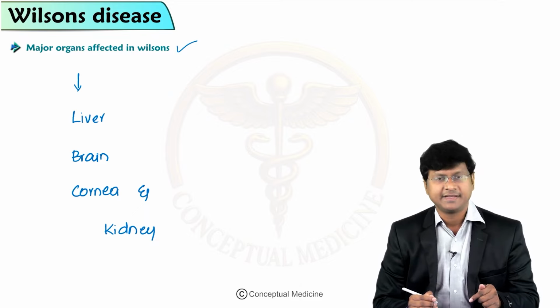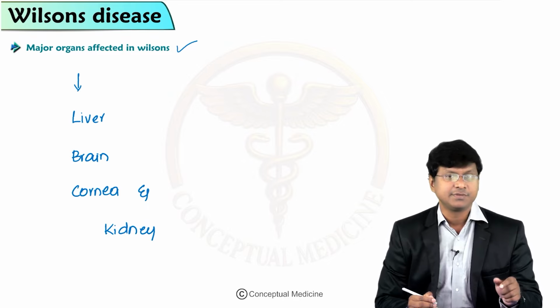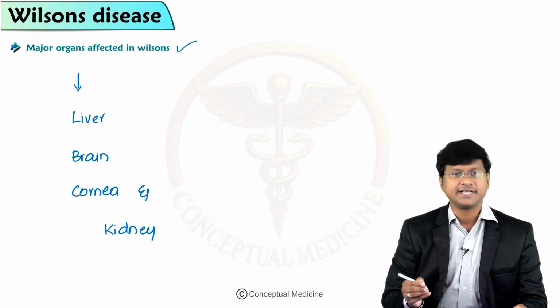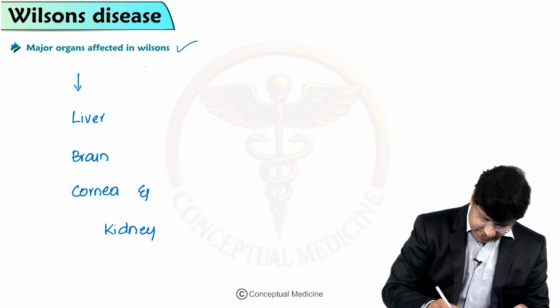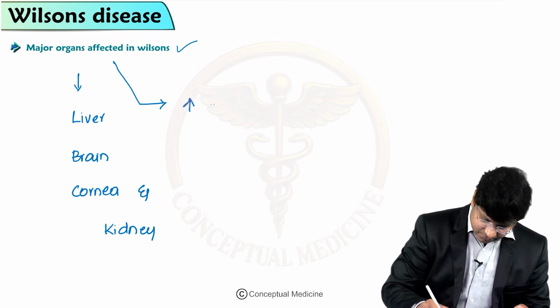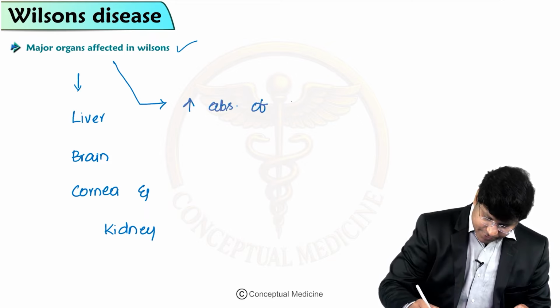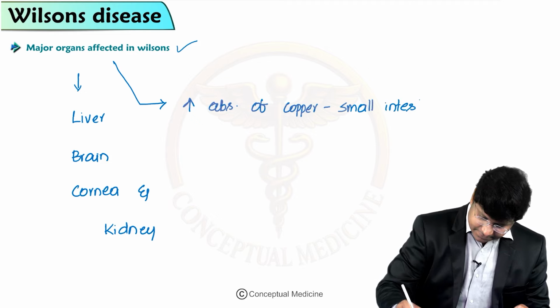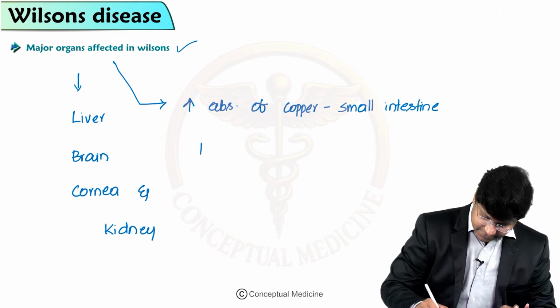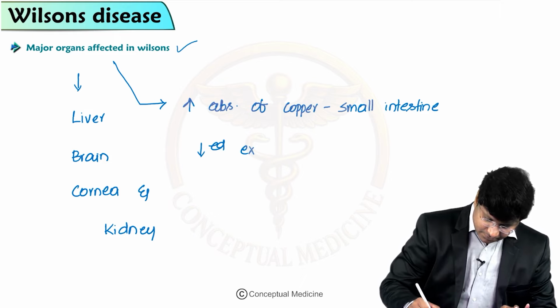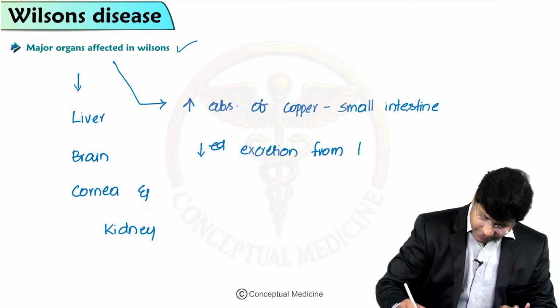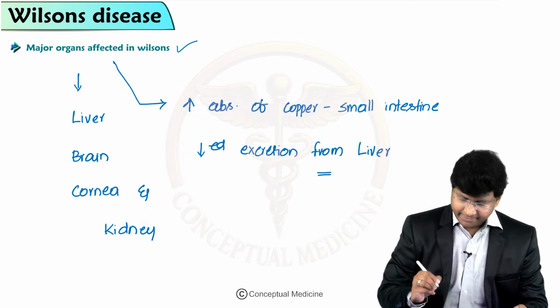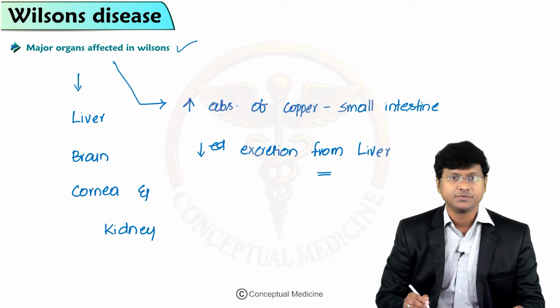In Wilson's, because of the gene mutation, there is excessive absorption of copper from the small intestine and decreased excretion of copper by the liver. So there is increased absorption of copper from the small intestine and decreased excretion from the liver, because of which there is excessive copper accumulation within the liver.